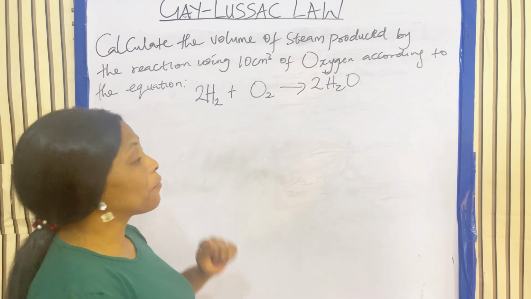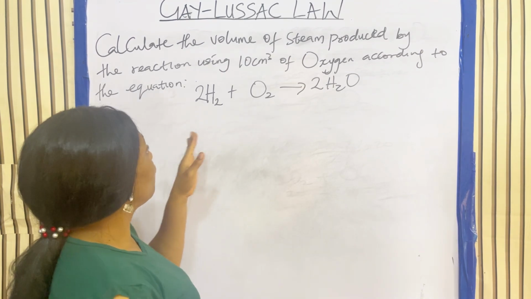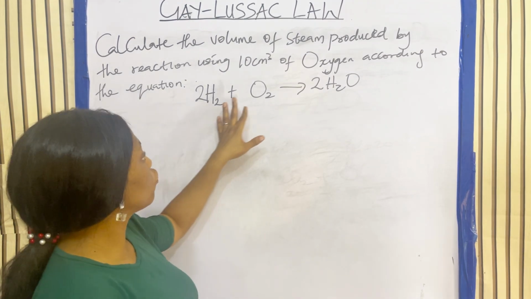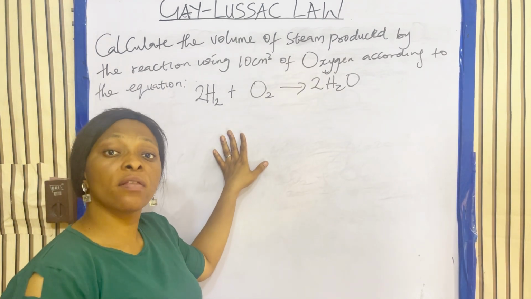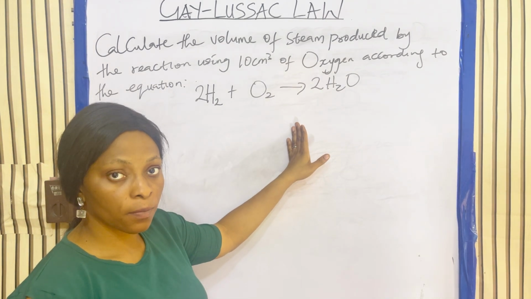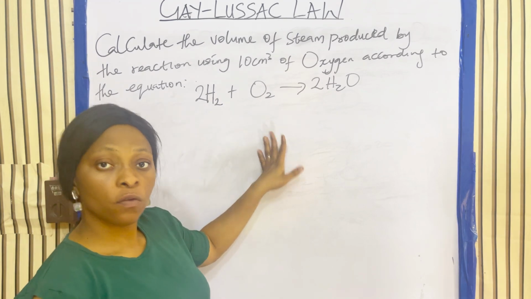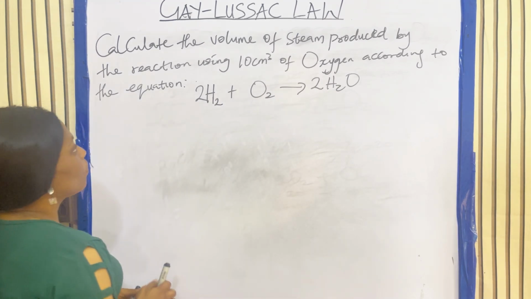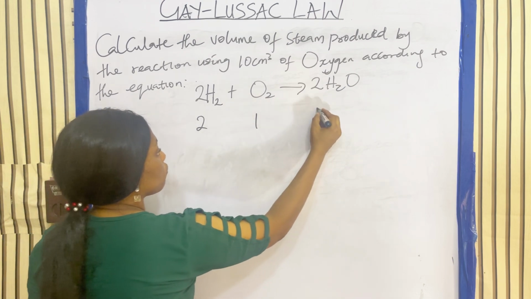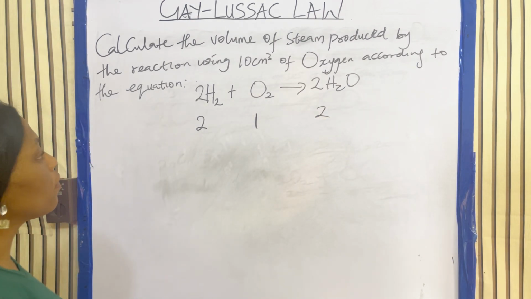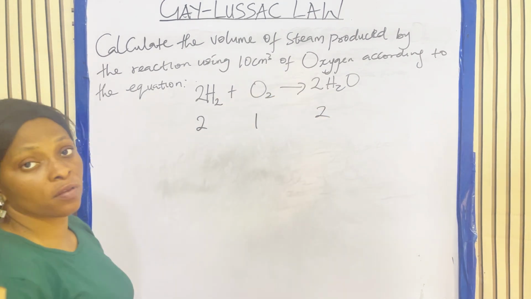Okay, so let's look at this practice question. Calculate the volume of steam produced by the reaction using 10 cm cube of oxygen according to the equation. So in this question, we were given the equation. So let's solve. Now, we are going to look at the volume ratio, 2:1:2. So from the question, we are given 10 cm cube of oxygen.